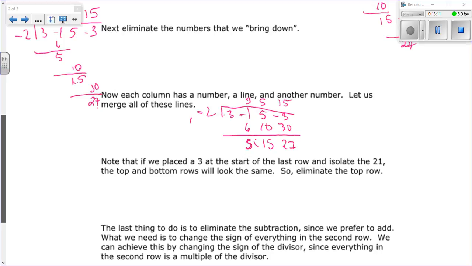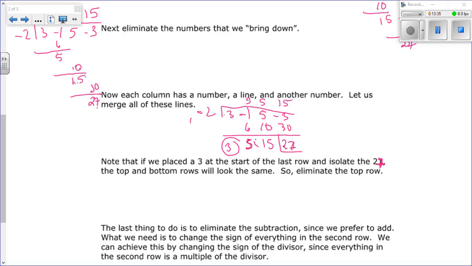So notice if we were to place a 3 right here at the start of the last row and isolate, that should be a 27, not a 21. My apologies, that's a typo. And isolate the 27 like that, the top and bottom rows would look the same. So if I were to put a 3 here, it would look the same.